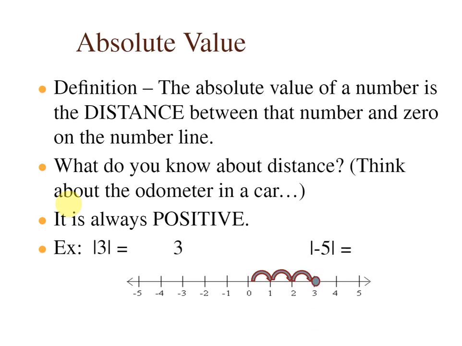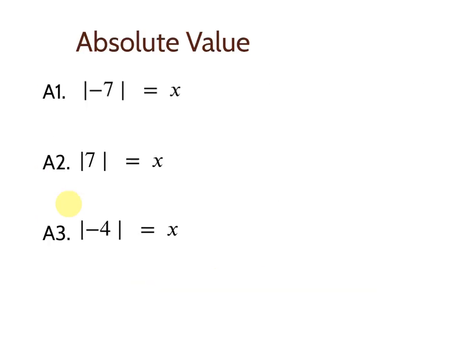What's the absolute value of negative 5? It's not that it's the opposite of 5. It's that negative 5 is 5 spots away from 0. So that's why the absolute value of negative 5 is equal to 5. Okay, so take a look at A1, A2, and A3 and see if you can come up with what x is equal to based on what we just talked about. Find the absolute value of negative 7, 7, and negative 4. Pause the video and then start back up again when you're ready.